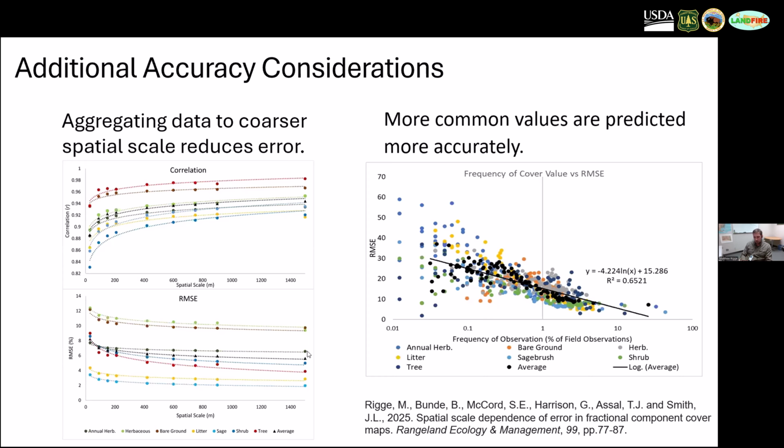So we did some analysis on this, and it turns out that the coarser the scale you look, in this case we're looking at RCMAP data. I think the same pattern would hold for RAP data as well, and really for LANDFIRE data also. The more you spatially aggregate the data, the more coarse a grain you look at the data, the lower the error in the products is.